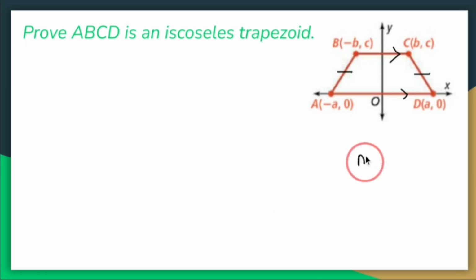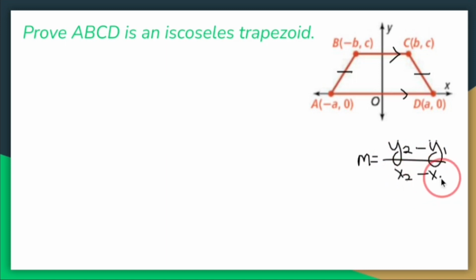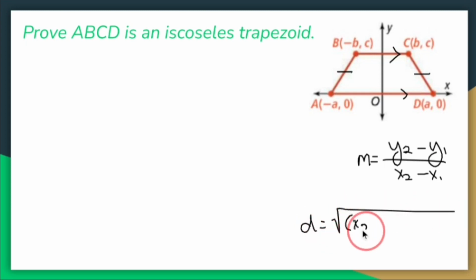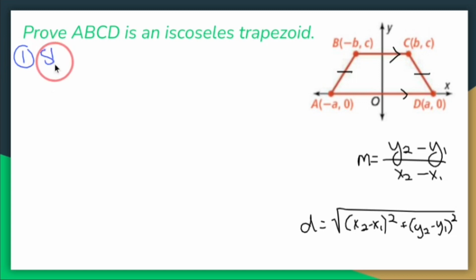Let's write out a few friendly reminders. The slope formula, y sub 2 minus y sub 1 over x sub 2 minus x sub 1. That's going to come in handy for the whole parallel thing. The distance formula is a big square root of x sub 2 minus x sub 1 squared plus y sub 2 minus y sub 1 squared. Okay, so let's start out by doing the whole parallel thing. I need to show that BC is parallel to AD.